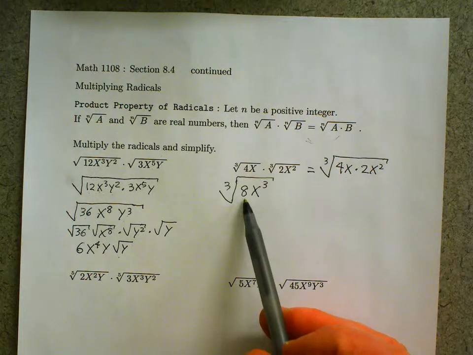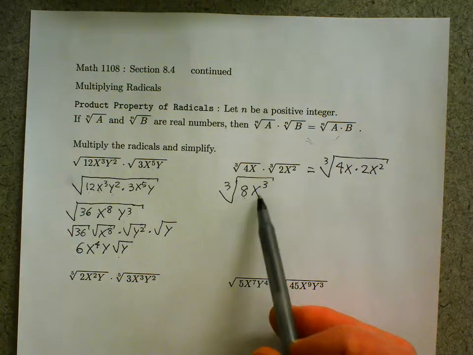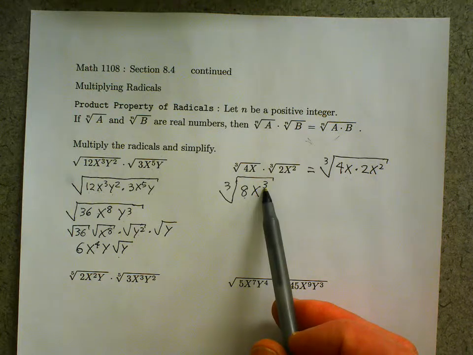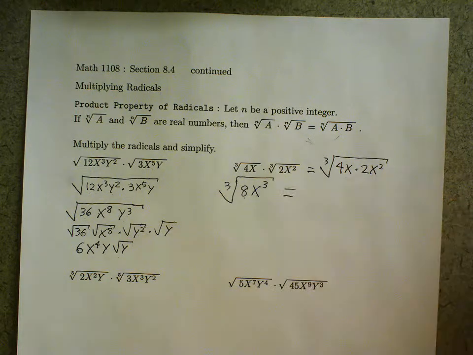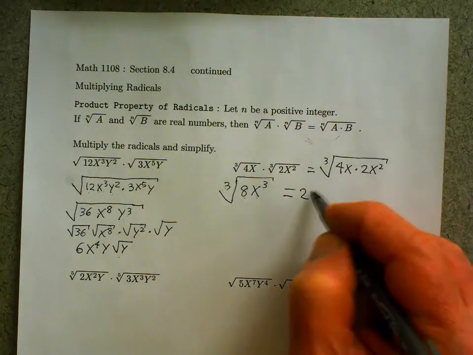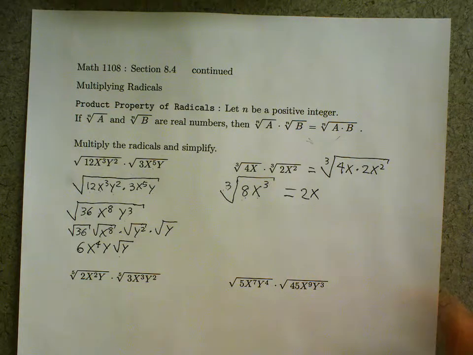And then we focus on simplifying the cube root of 8x to the third. Well, we know that 8 is a perfect cube because 2 to the third is 8. And we know that x to the third is a perfect cube because the exponent is a multiple of 3. So we can write down the simplified answer immediately. The cube root of 8 is 2. The cube root of x to the third is x. That means x to the first, but we just write 2x.